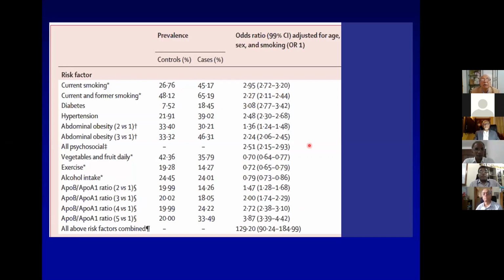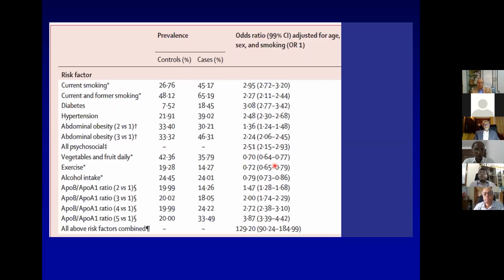And we look at this all across, and these are the different odds ratios. Whenever you have an odds ratio less than 1, it means that it is protective. So you have an odds ratio of 0.70 if you consume vegetables and fruits on a regular basis, meaning a 30% lesser risk of an individual in this population getting a myocardial infarction, and similarly for exercise, right? And this is the odds ratio for all of them combined.